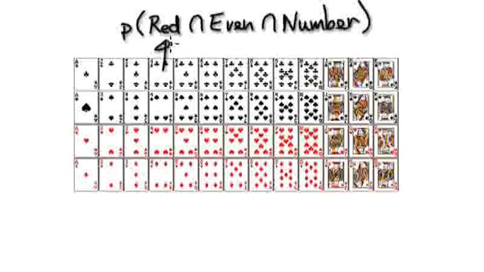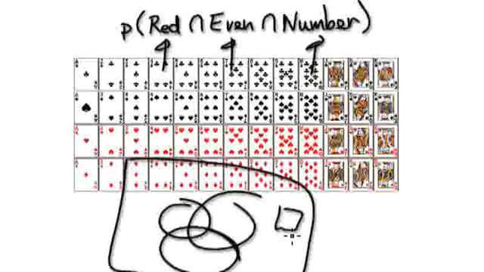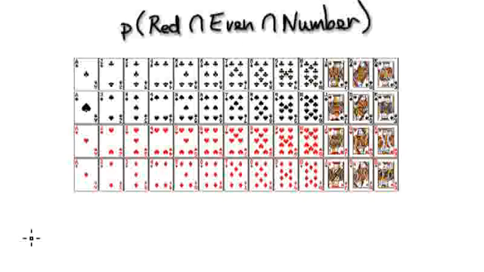So you've got three events: red, even, and number. Remember, your Venn diagram will look something similar to this. Remember that there are also cards out here that are not red, not even, and not number. Anyway, draw your Venn diagram. Press pause and have a go.